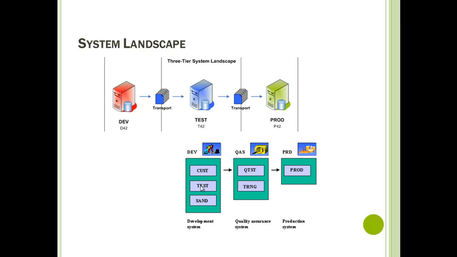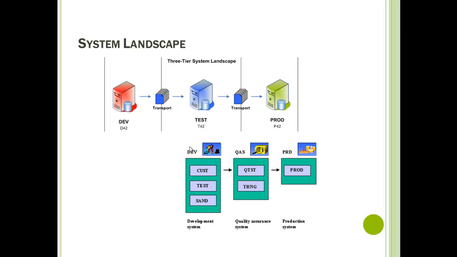So what happens in the development system? Let's assume that you are creating a program, and you are the only person doing this. Once you finish this program and assume everything is fine, you can also do a small test in your development system. You think everything is fine, then you send these changes to your quality system, which will have its own version of this particular program.